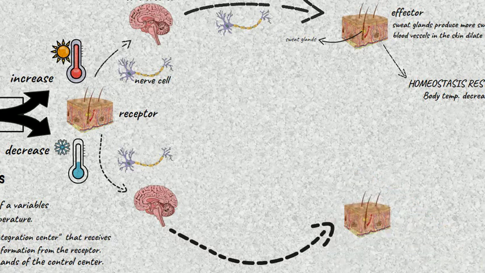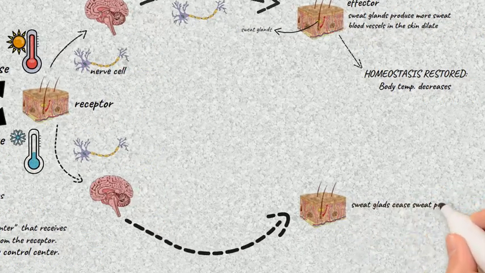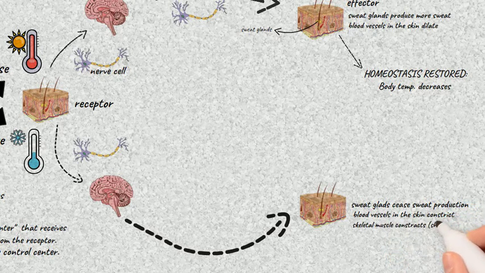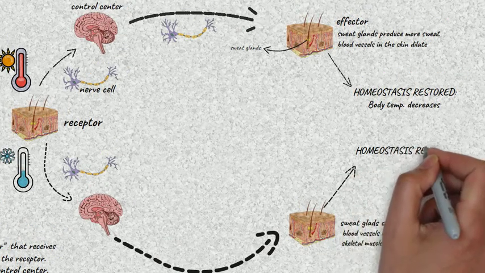in the skin. Then the effector produces action to maintain homeostasis through stimulating the sweat glands to cease sweat production. The blood vessels also constrict. It also causes the skeletal muscle to contract, which results in shivering. These actions increase the body temperature.